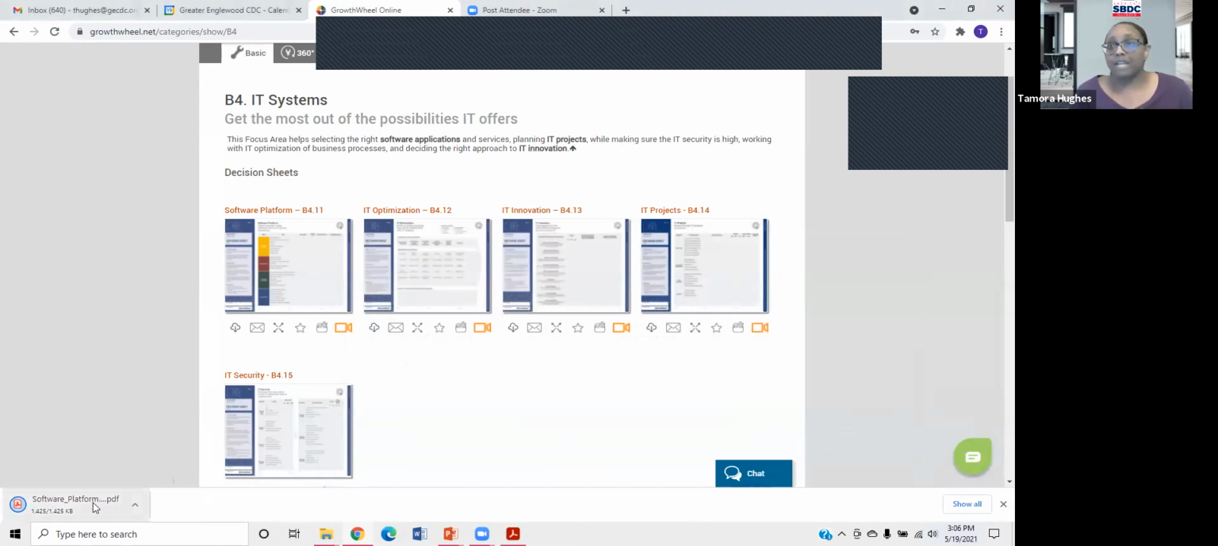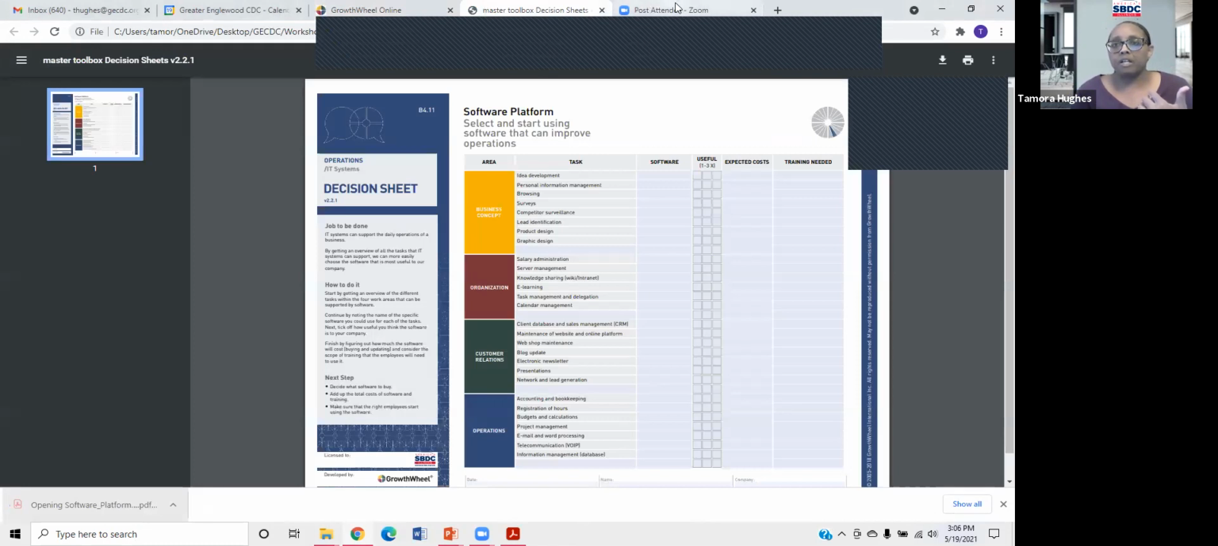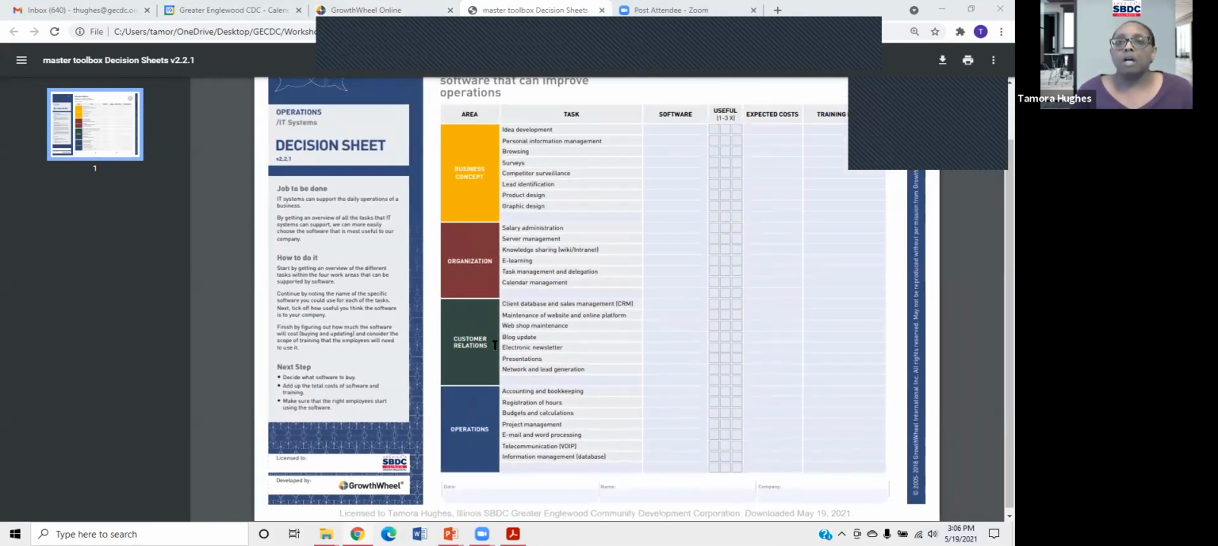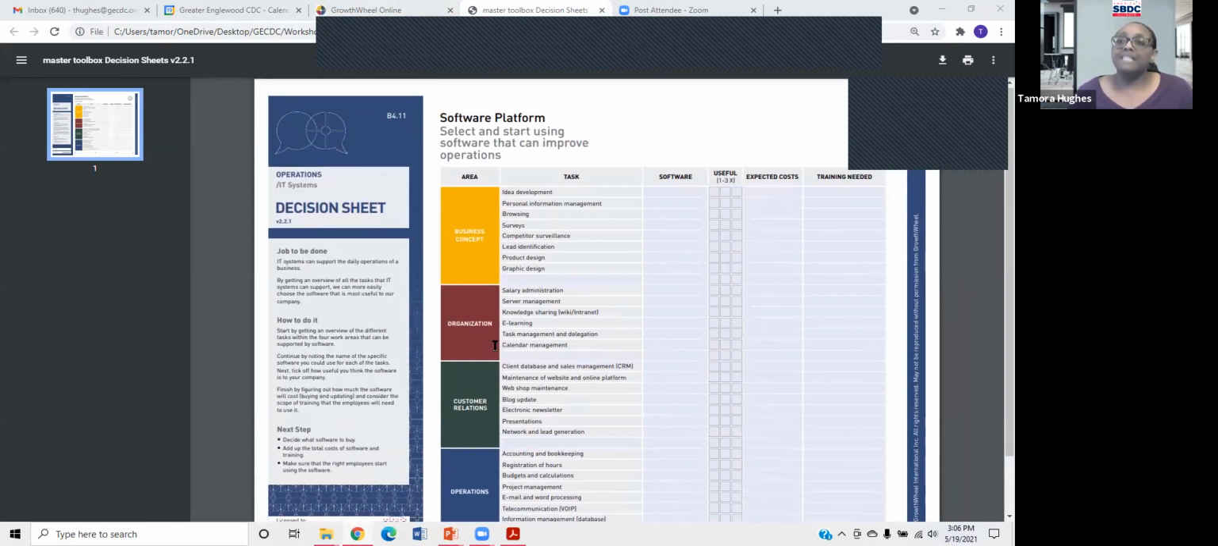The last thing I'm going to show you is the software worksheet, because a lot of people nowadays use Zoom and Microsoft, and you have all of these kinds of worksheets that you need to figure out. So I'm sharing my screen, and this is the software platform. And you need to consider this.